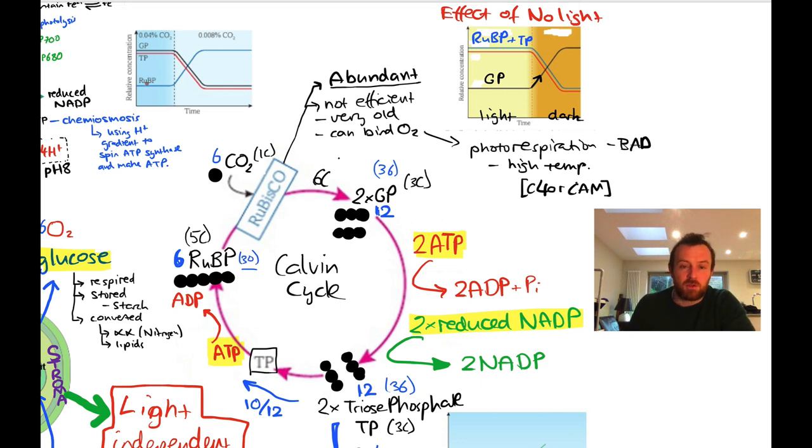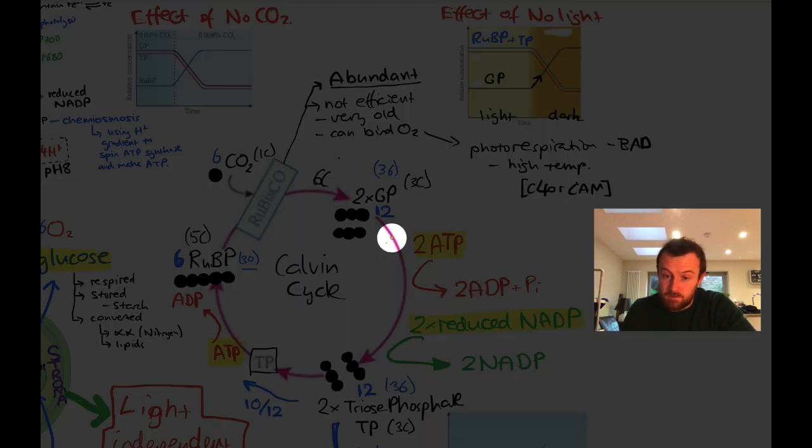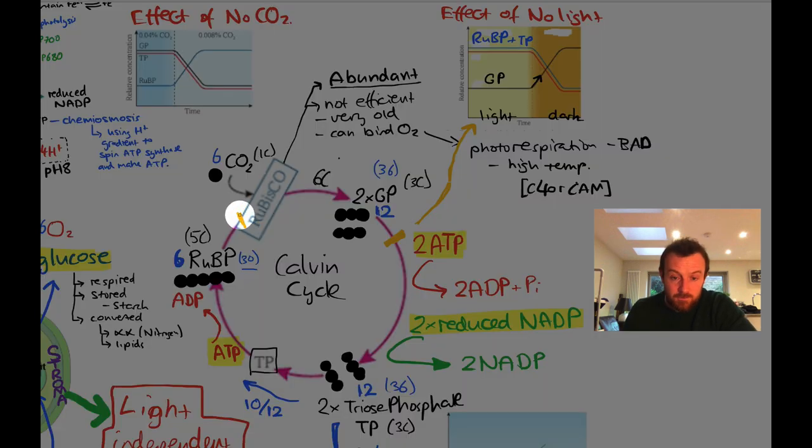A very similar graph, which I've already included labeled, would show us the effect of no CO2. And in that case, we're just having the same kind of traffic jam, but at a different position. So I'm gonna make a little link here. So let's just say this is the traffic jam. Okay, so this shows what happens if you block here because of no reduced NADP, you get this graph. And if you block here because of no CO2 present, you get this graph, okay?